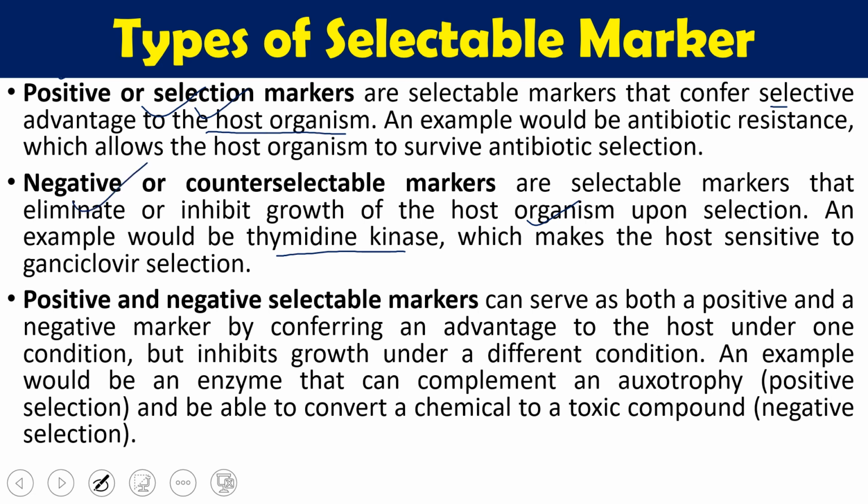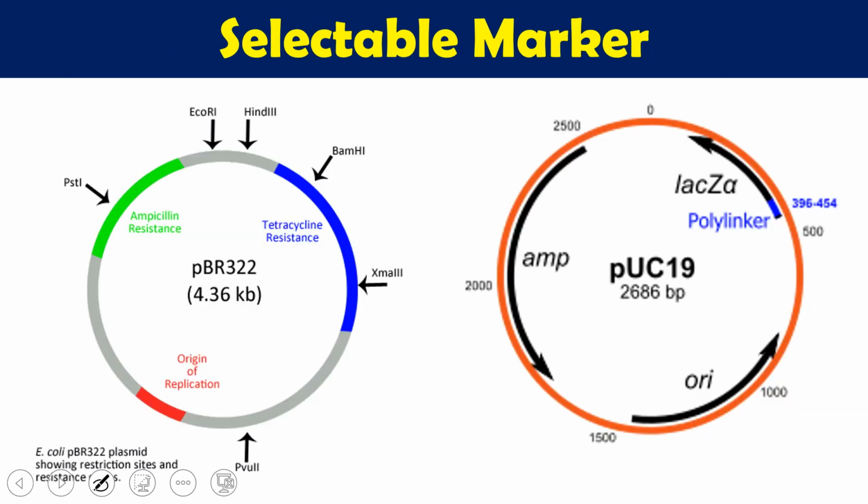If we use both positive and negative selectable markers, that also occurs, like auxotrophic markers, which are positive selectable markers, and chemical or toxin compounds which work as negative selectable markers. So we are going to use all three types of selectable markers in different vectors, with different strategies.